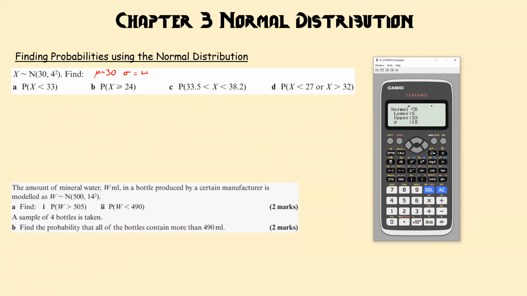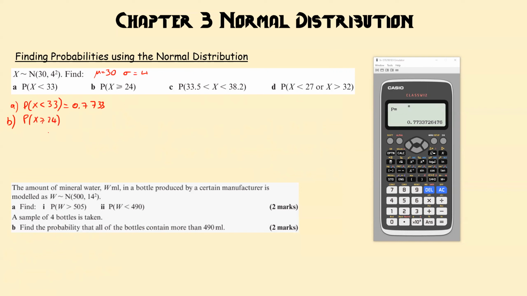Do not get used to just putting 0 here though, because some things can have a negative. Just make sure you're at least 5 standard deviations away from that mean. This is 4 and this is 30. And just press equals. So we got 77% or 0.77. So for part A, the probability that X is less than 33 is 0.7733. Part B, the probability of X being greater than or equal to 24.